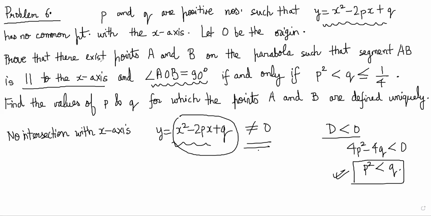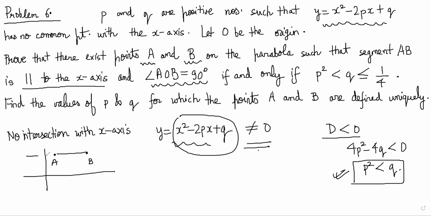Now let's think of what we do about proving that points like this A and B can exist, right? So points like A and B can exist. So what is special about the points? They are parallel to the x-axis. So mentally think about what kinds of points will be A and B. It should be like this, right?